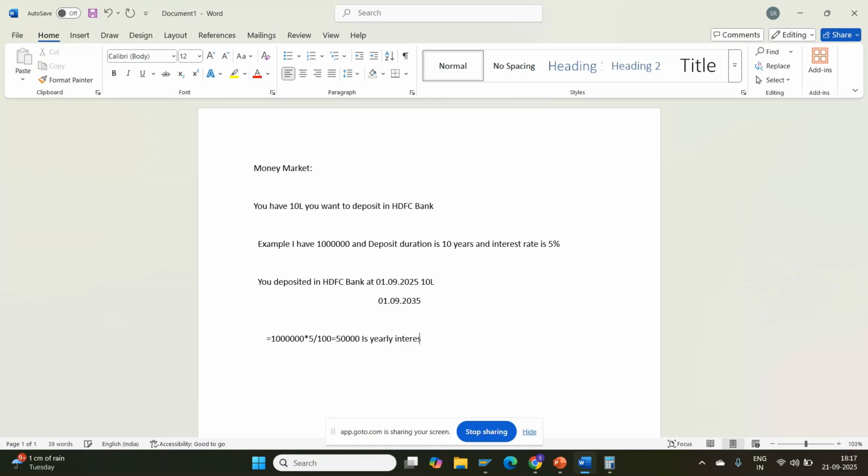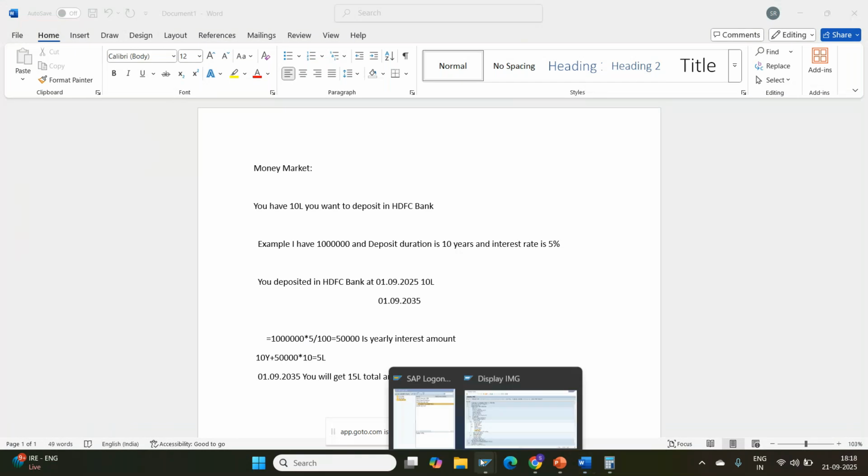Yearly interest amount, for 10 years: 50 into 1000 into 10 is equal to 5 lakhs, right? So at maturity on 1 9 2035, you will get 15 lakhs total amount. Total amount means you are getting the benefit from that bank. So this thing we will implement in the money market.